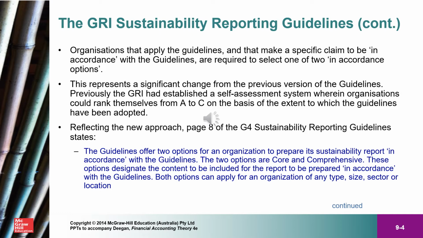Reflecting the new approach, the guidelines offer 2 options for an organization to prepare its sustainability report in accordance with the guidelines. The 2 options are core and comprehensive. These options designate the content to be included for the report to be prepared in accordance with the guidelines. Both options can be applied for an organization of any type, size, sector, or location.